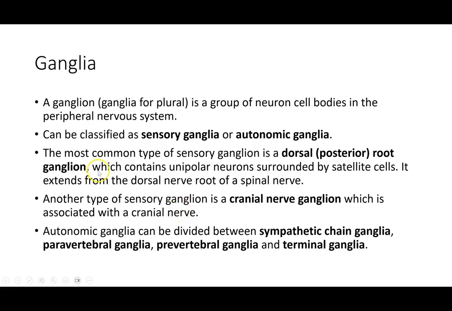Whoops. Too far. I'm going to wrap up these other two first. Next we have cranial nerve ganglia, or ganglion. We did not cover these in lab, but that's going to be associated with those cranial nerves, obviously. And then the autonomic ganglia are either going to be sympathetic chain ganglia that we did see in lab, and then not covered in lab are the paravertebral ganglia, prevertebral, and terminal ganglia.